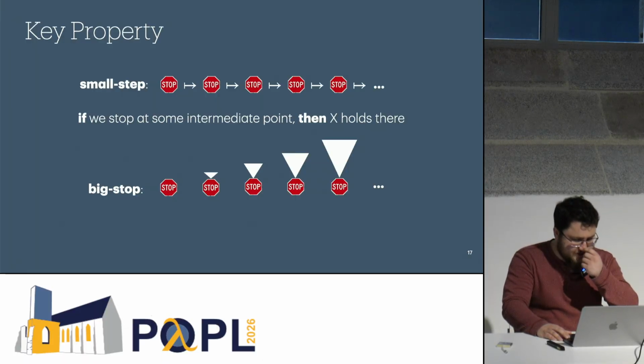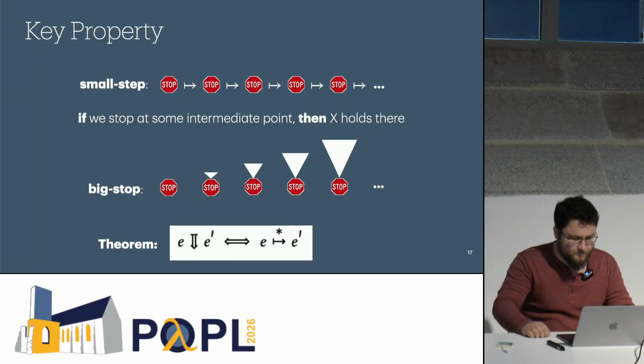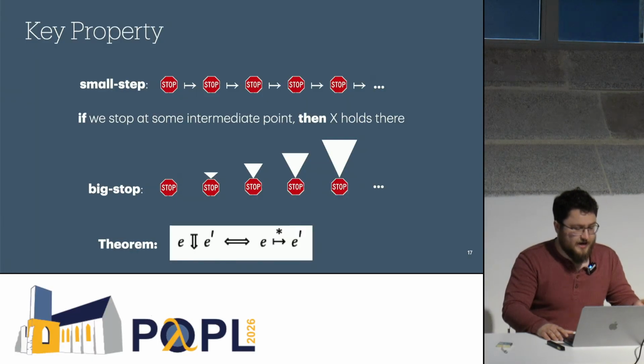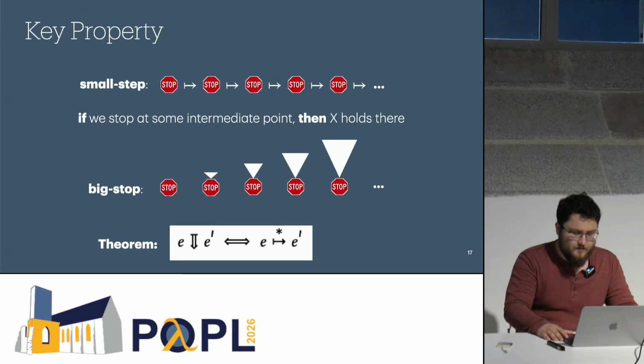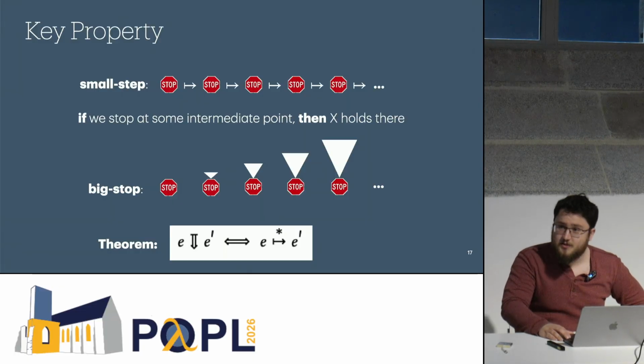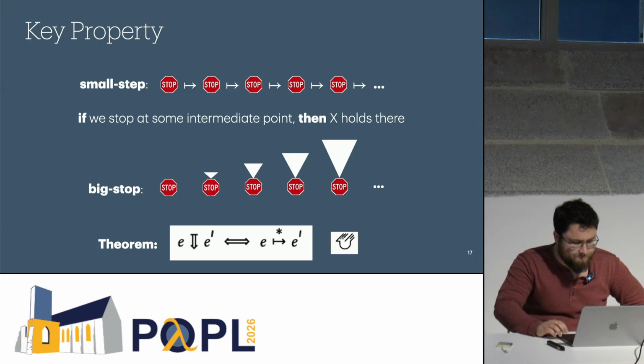And the equivalence in stopping behavior between small step and big step can be made precise with the following. If you can big stop to some expression e prime, then you can reach that same expression e prime with small step, and vice versa. And for good measure, we proved this theorem in ACTA.